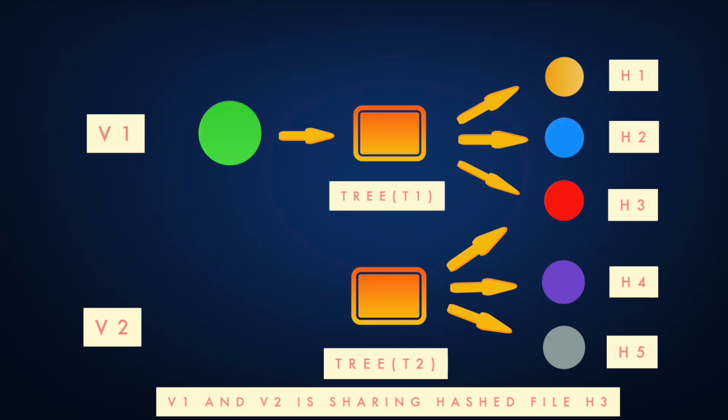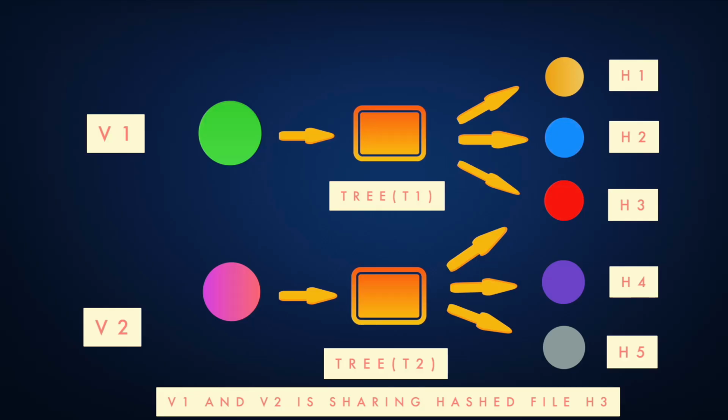The first version and second version are exactly sharing the third hashed file. For the second version, as the two hashes are different and only the third hash is the same, whenever we generate the hash of this second tree, let's call it t2, we get a unique hash. So for my first version I have a different hash, and for my second version I have a different hash. My first version has a tree data structure with 3 unique hashes. My second version has a tree data structure with 2 unique hashes, and the third hash is the same, present in both t1 and t2.